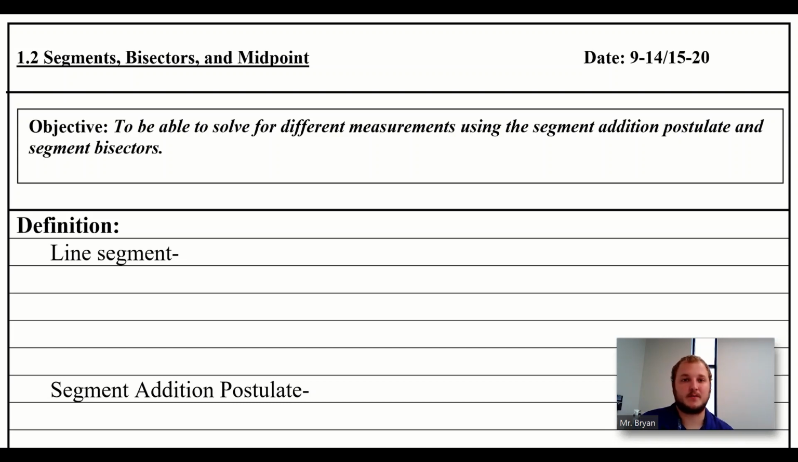So now that we have this basic information that we talked about with points, lines, and planes, how do we use that in some more specific geometry terms and vocab that we use throughout the year? So that's what we're going to be talking about today.